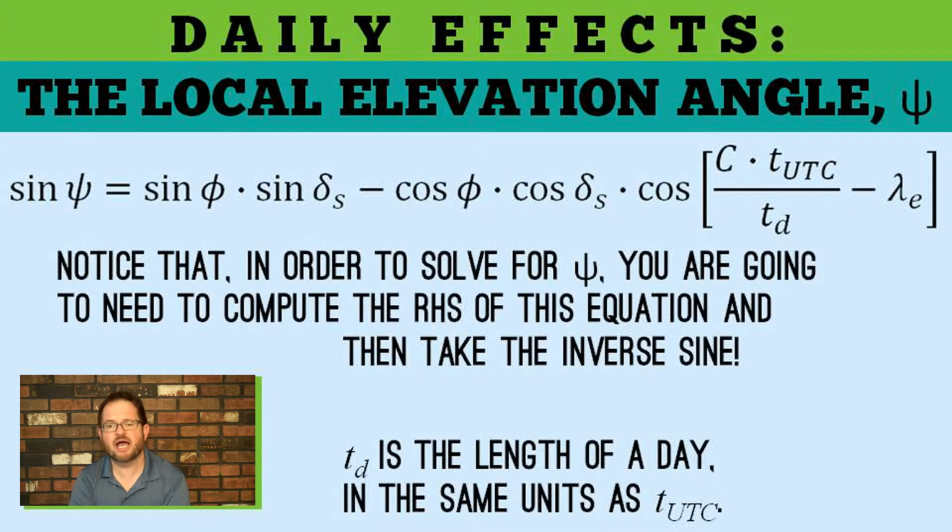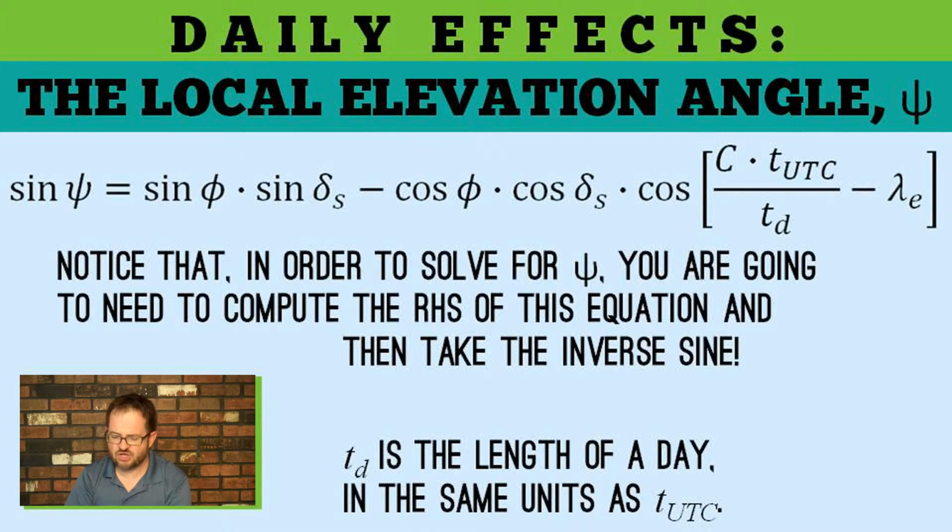If you're expressing time in units of hours, and your current time is 4 UTC, or 4.5, which means you're at 4:30, then your TD will be 24 hours. If you're expressing it in some other units, like how many seconds into the day it is at Greenwich Mean Time, then you're going to use seconds for your length of day. However you need to do it, just as long as the units all work out.